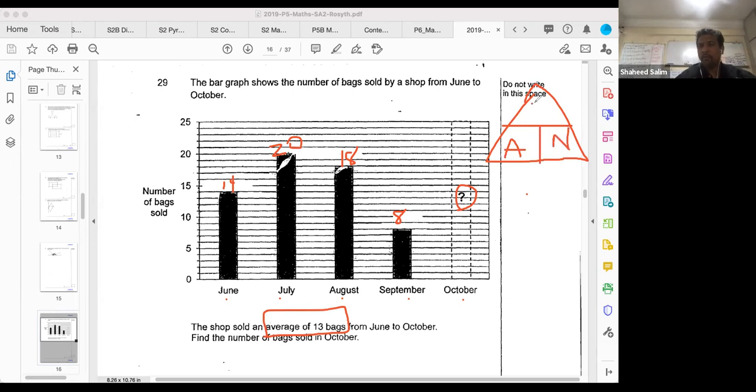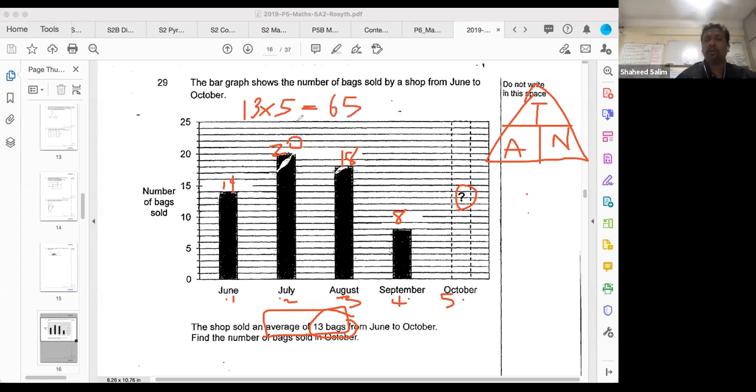What's the average number of bags sold? They give you down here is 13 bags sold. Number of months, you count out 1, 2, 3, 4, 5. What's the total number of bags? Average is 13 times by what? Number of months, 5. What do you get? 65. So there's a total of 65.